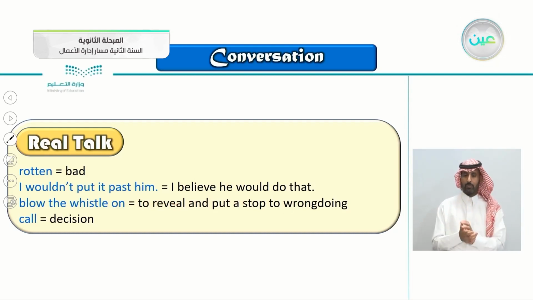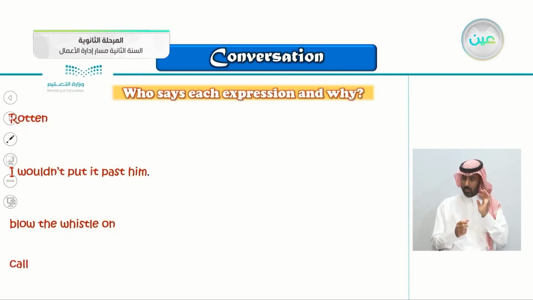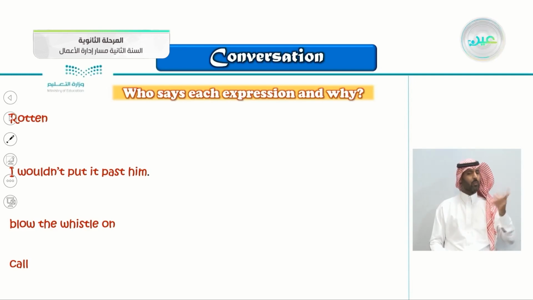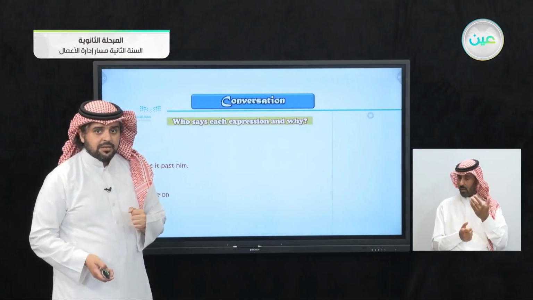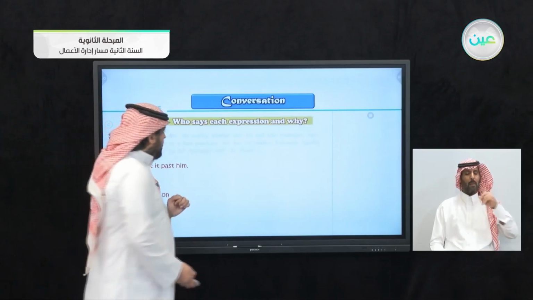To blow the whistle on someone means to reveal, to tell the manager, and put a stop to wrongdoing. Call, as I said before, means decision. So, who says each expression and why? The word rotten, who says it and why? Of course, we've just answered this one, but try to refresh your memory. Who said the word rotten and why?